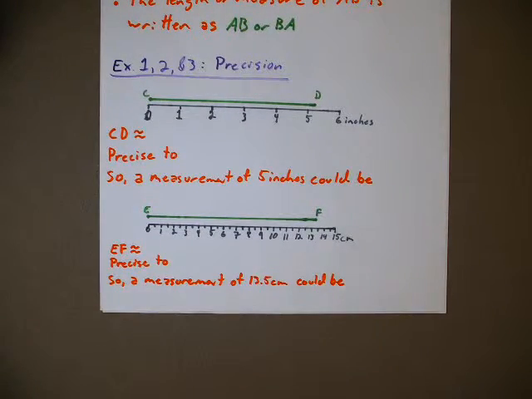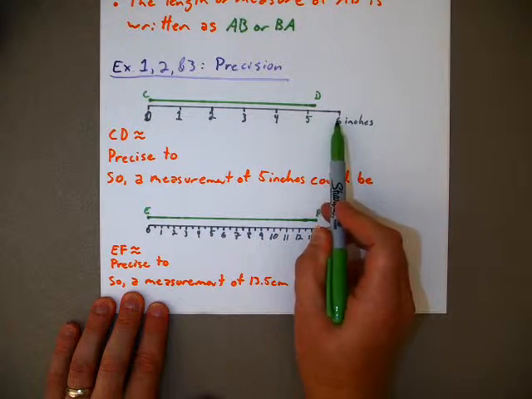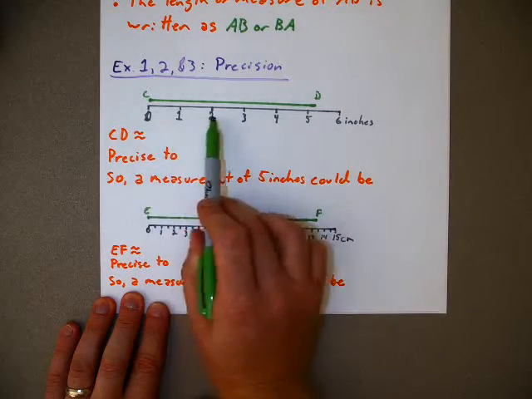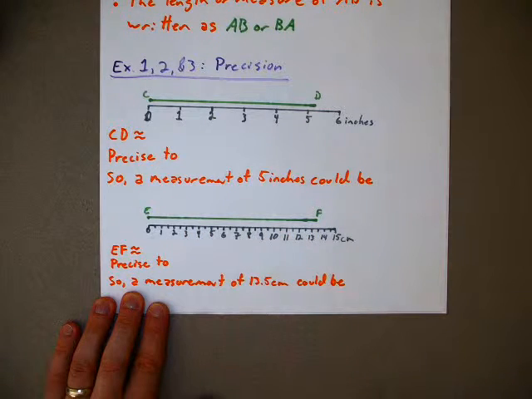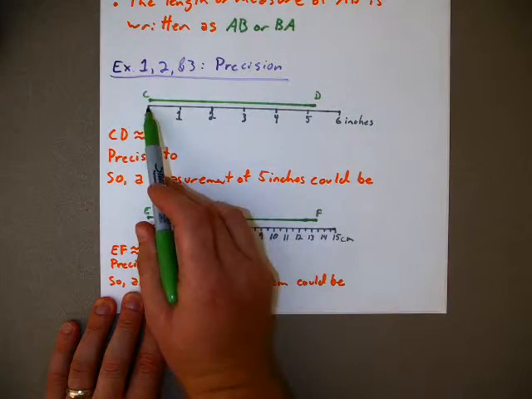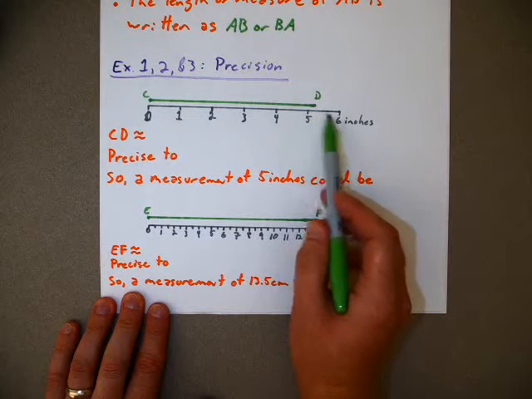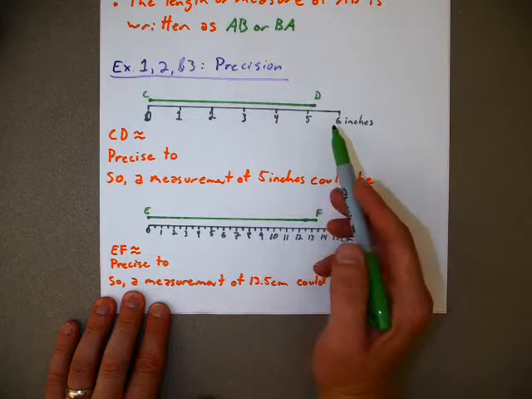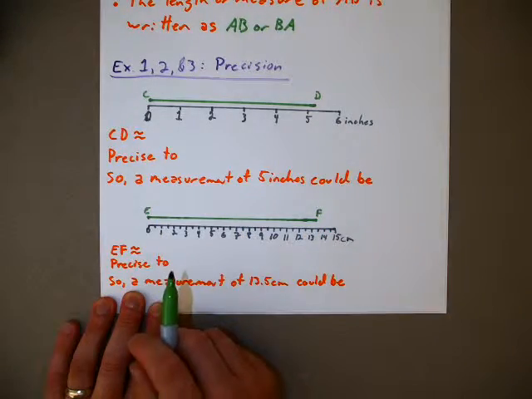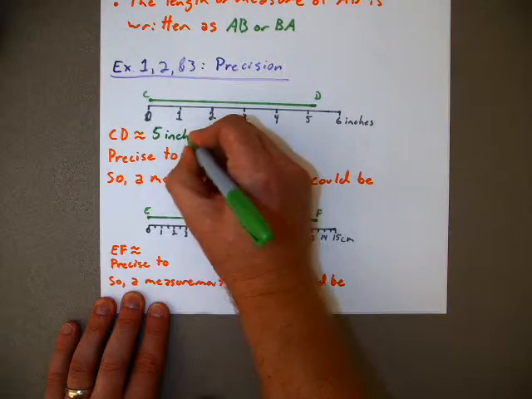If we take a look, I have what represents a ruler down here. This is inches, and I only have inches. I don't have any smaller increments than that. So if I have line segment CD, it starts at 0 and it goes to about 5. Notice it goes a little over 5, but we can't be sure because there's no other increments there. So I'm going to say that line segment CD is approximately 5 inches.